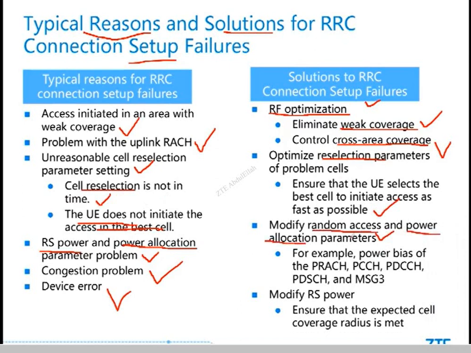Random access, for example, your power ramping: you increase your power ramping steps, you increase your initial output power, you increase your threshold, or the power bias of Msg3. So this is the PRACH. We also do the PDCCH. How do you see the CCE? We have more aggregation of the CCE, and modify the RS power. Modify RS power. We do the downlink, so downlink coverage is better. This one is the uplink. This one is the downlink.